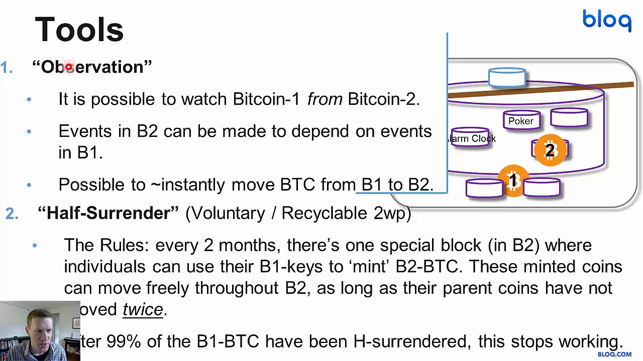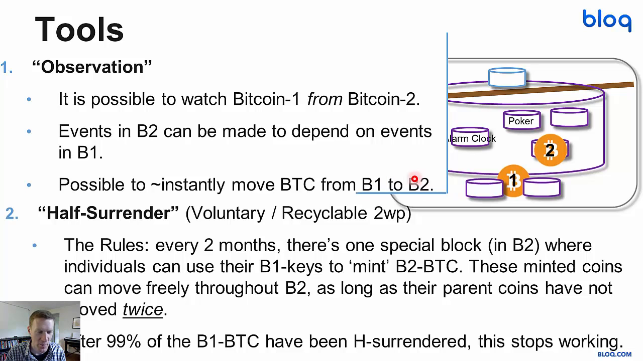So a really simple assumption is that it's possible to program Bitcoin 2 so that it can watch Bitcoin 1. If these are going to be merged mined, it's basically a requirement that that's true. But even now, there are things in Ethereum called the Bitcoin Relay and other stuff. So this is very trivial. Since Bitcoin 2 can watch Bitcoin 1, you can make events in Bitcoin 2 depend on events in Bitcoin 1. One example of that is that it's possible to more or less instantly move Bitcoin from Bitcoin 1 to Bitcoin 2. You do some fancy trick with them on Bitcoin 1, and they freeze. And then on Bitcoin 2, they show up.